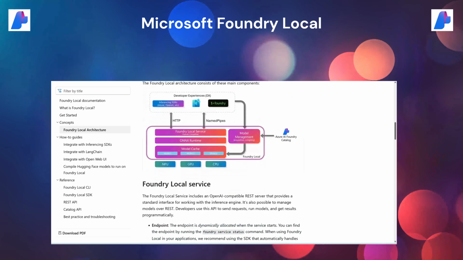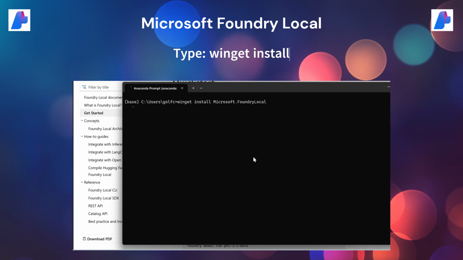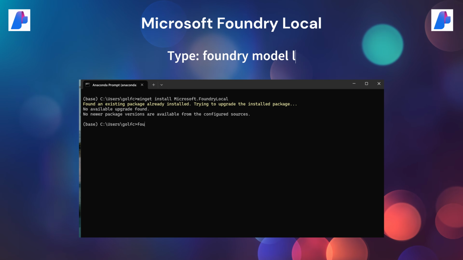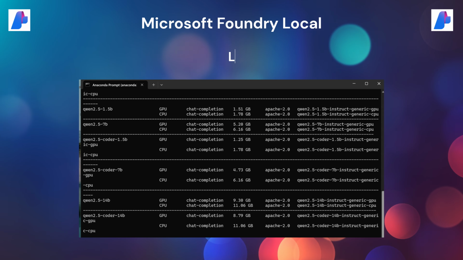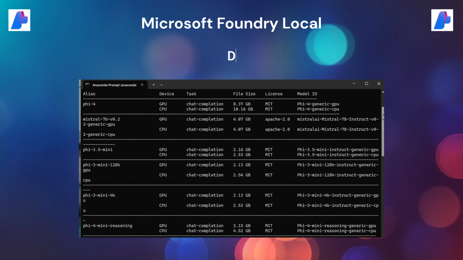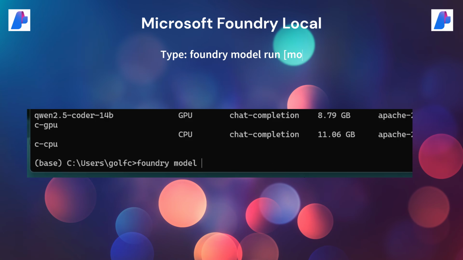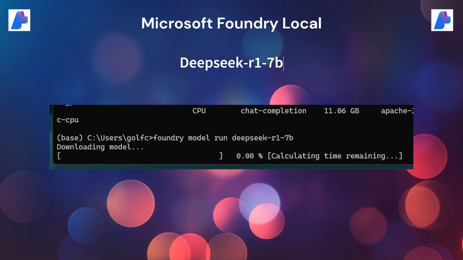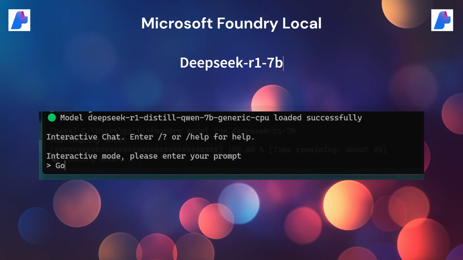To install Foundry Local on your computer, open the command prompt and enter winget install Microsoft.FoundryLocal. Enter foundry model list in the command prompt to view the large language models available for use. To download a model on your computer, type foundry model run, then the name of the model. Let's download DeepSeek R1-7B and watch it come to life, ready to answer questions right on your device.